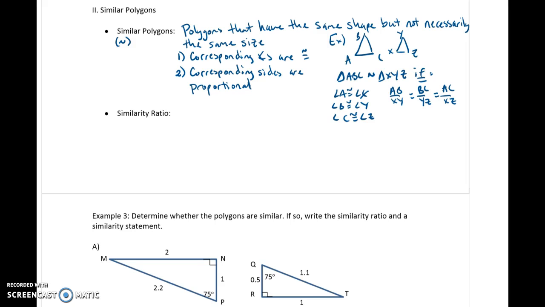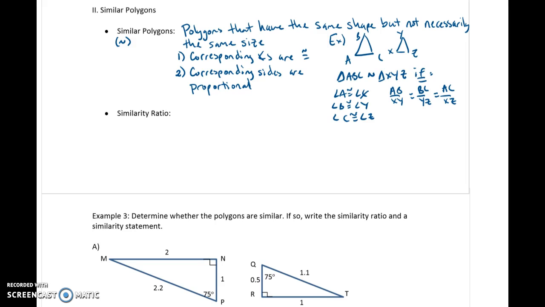Be careful, make sure you're consistent. You will want to make sure they're the corresponding sides, but then put the same triangle on top, and the same sides of the same triangle on the bottom. So be consistent there. Remember, this is true for all polygons. It doesn't have to be triangles. It can be trapezoids, kites, hexagons, whatever. But all corresponding angles are congruent, and all corresponding sides are proportional.